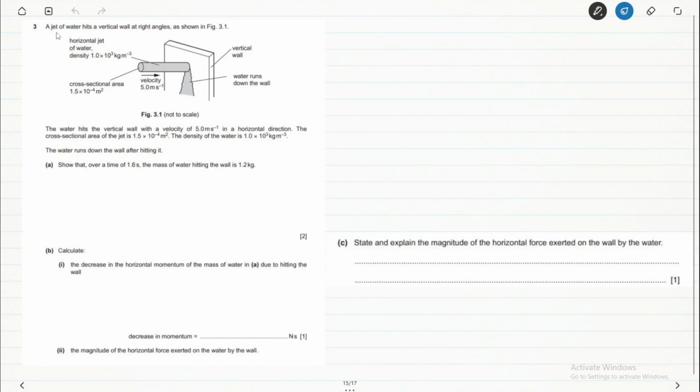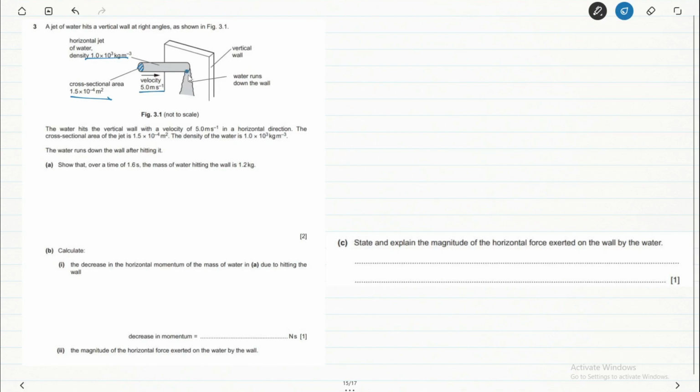So let's begin. A jet of water hits the vertical wall at right angles, right? This is hitting at a 90-degree angle. So horizontal jet, density of water, cross-sectional area, this area, velocity, and the water runs down.